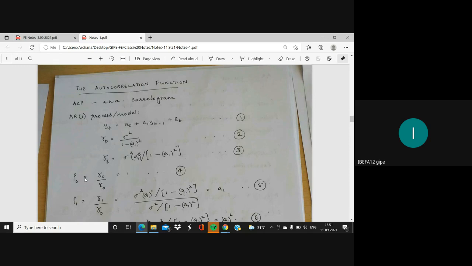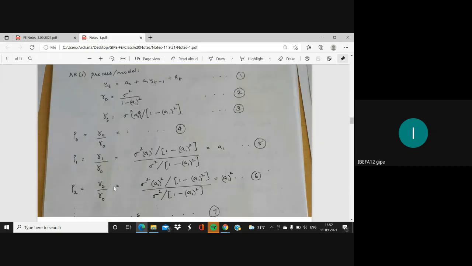So here, since it's gamma 0 by gamma 0, rho 0, the autocorrelation coefficient at lag 0 will always be equal to 1. Now rho 1, which is the autocorrelation coefficient between yt and yt minus 1, is equal to gamma 1 by gamma 0. This is the general formula. For rho 2, it will be gamma 2 by gamma 0.